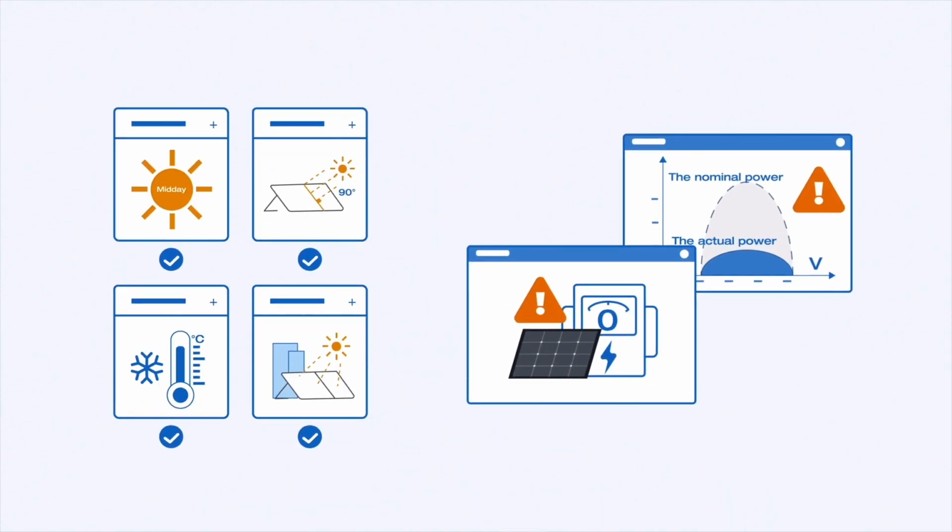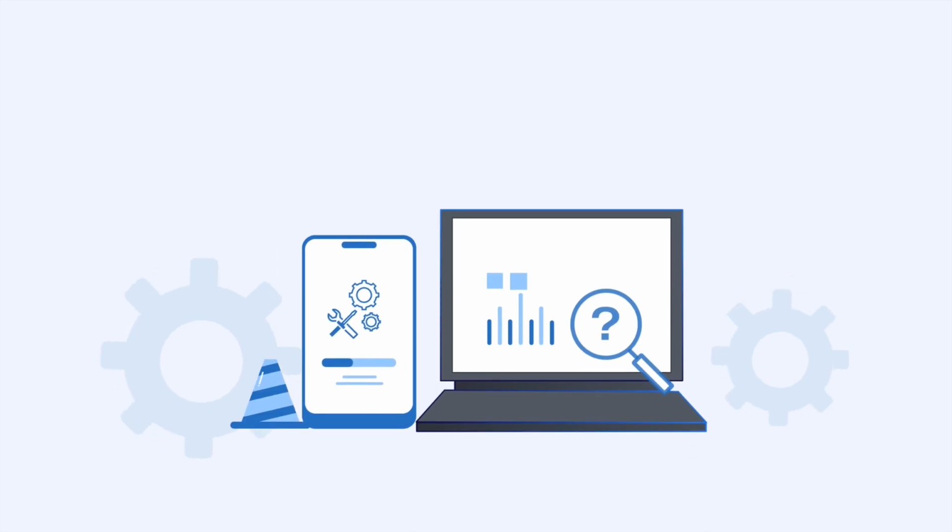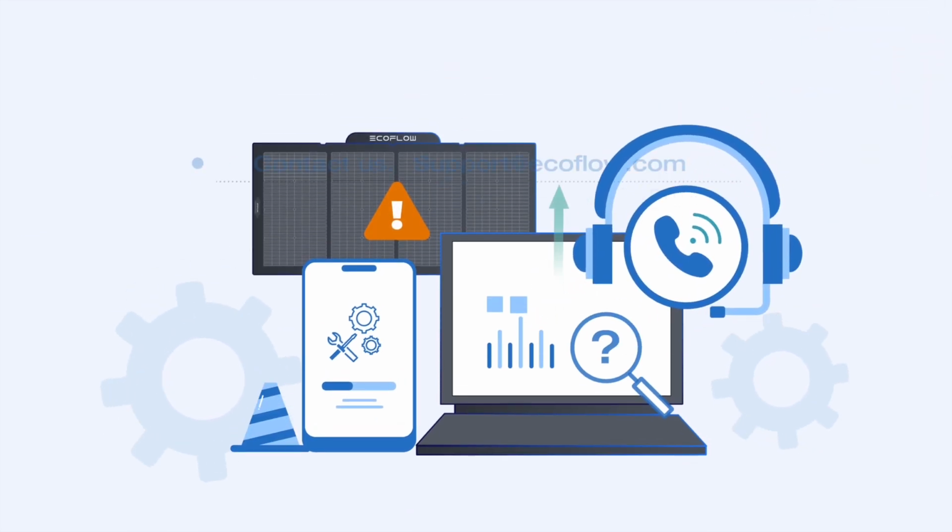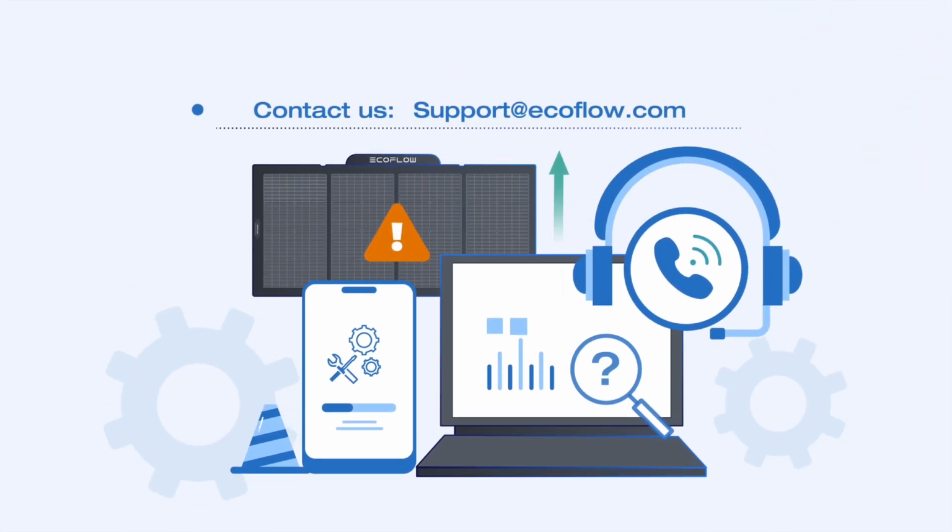If the above conditions are met in the process of using an EcoFlow solar panel, and the solar panel has no power, or the power is far less than the nominal data, there may be a fault. Please contact EcoFlow support for after-sales processing.